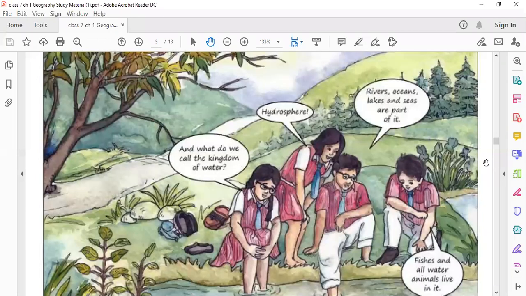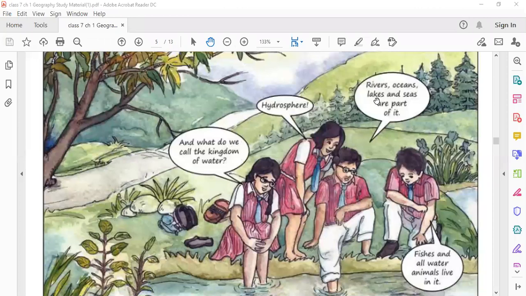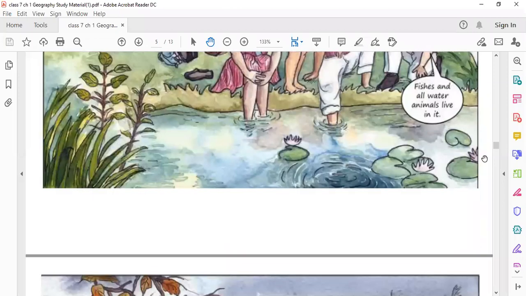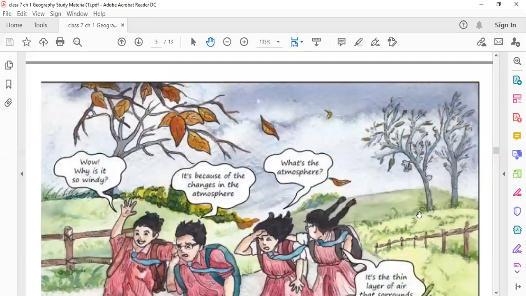Now see, the children are enjoying over here. Rivers, oceans, lakes and seas are part of it. We know it by the name of hydrosphere. So the water kingdom is known by the name of hydrosphere. Please keep this in mind. Now fishes and all water animals live in it. So the fishes and other aquatic animals live in the hydrosphere. Even the hydrosphere is important for human beings also. Just keep this in mind. Okay. Now let's go back to the other slide.